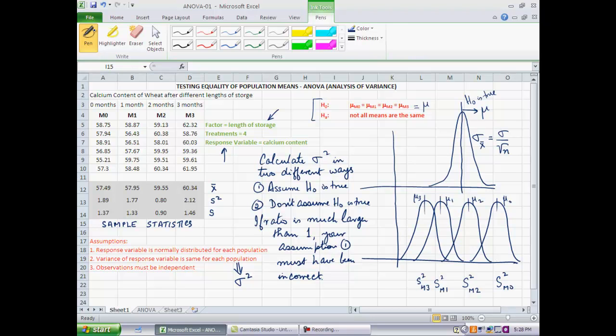And notice the alternate, it says not all means are the same. We are not saying that these 4 means are all different from one another. We are saying that at least 2 of them are different. If not all means are the same, then at least 2 have to be different.